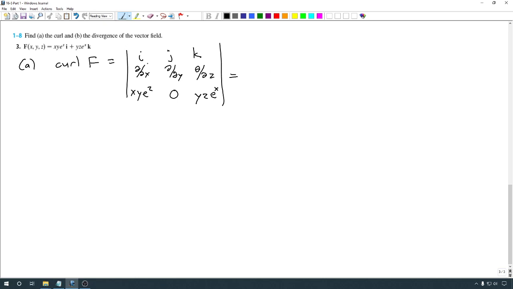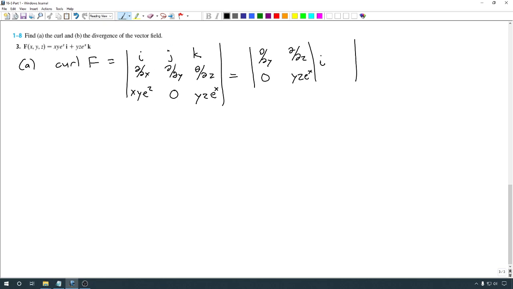Now, when we take the determinant, we expand along the top row. That means this i gets associated with this 2 by 2 down here. So we'll have a 0 with yz e to the x. We have a derivative with respect to y, and then z. That determinant is going to be multiplied by i.